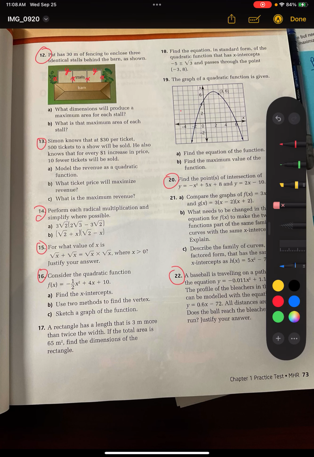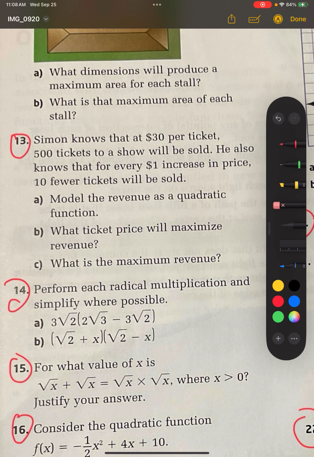So looking at question 13, it says here that Simon knows that $30 per ticket will sell 500 tickets. He also knows that for every $1 increase, 10 fewer tickets will be sold. So model the revenue as a quadratic function. The best way to go about doing this is just to give examples.